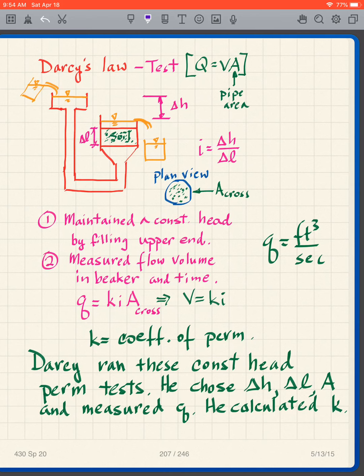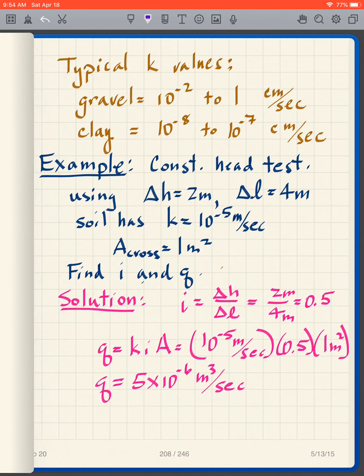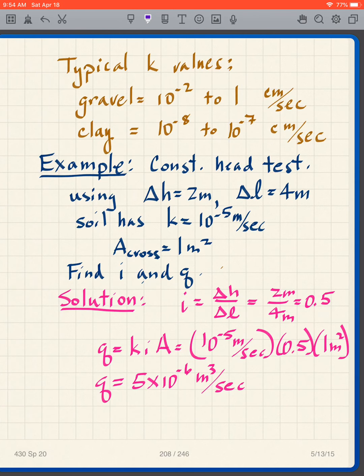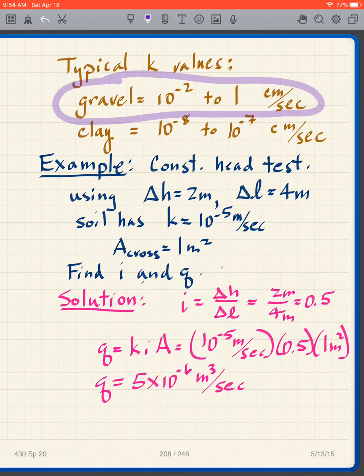So when Darcy ran these tests, he chose the delta H, the delta L, and the A, and he measured the Q, and he calculated out what the K was. The soil will influence the K. So, in other words, if you have a gravel, the water travels quickly through the apparatus, and he would get values of K from 10 to the negative second to 1 centimeters per second.